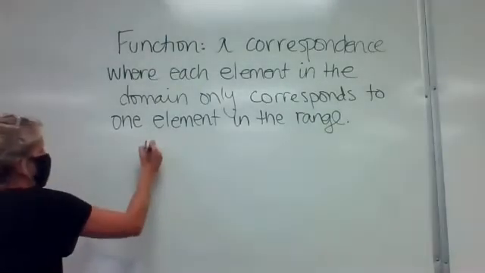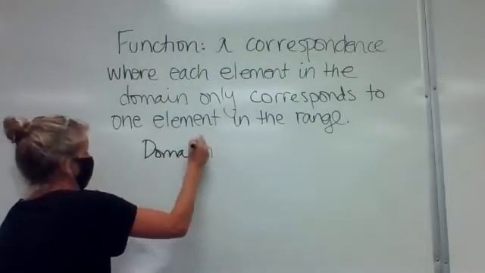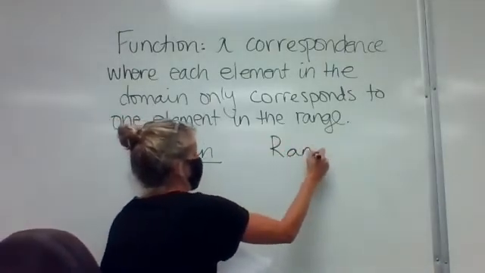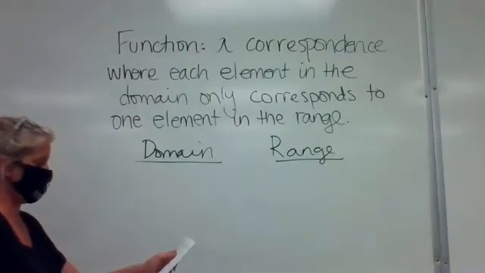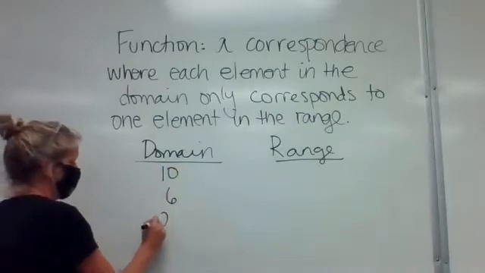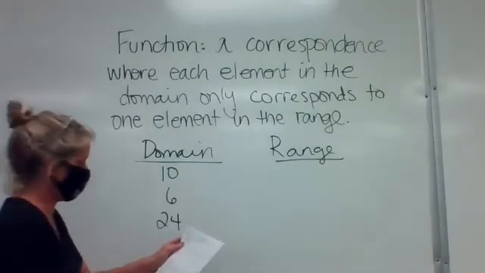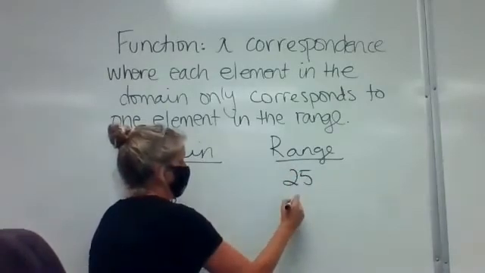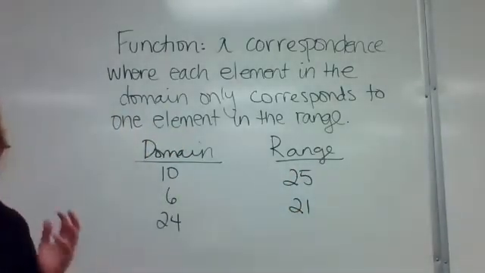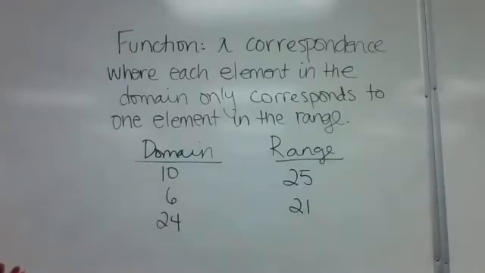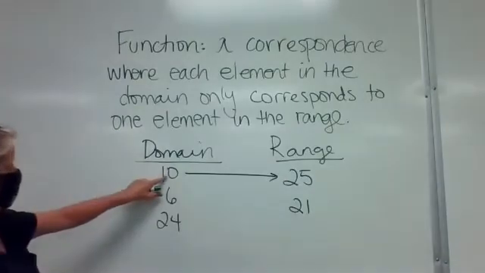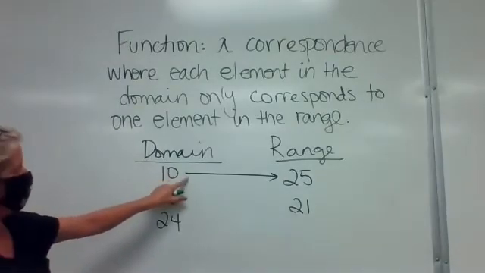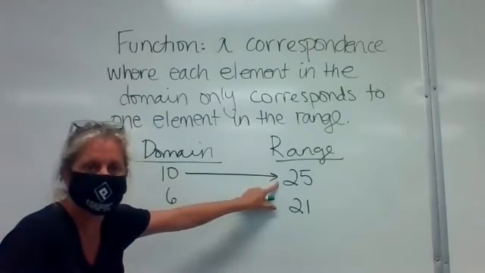It's going to give you a domain. And it's going to give you a range. Your domain numbers are 10, 6, and 24. Your range numbers are 25 and 21. So this, and it also has these arrows. It says 10 goes to 25, which means that this element in the domain only went to one element in the range.